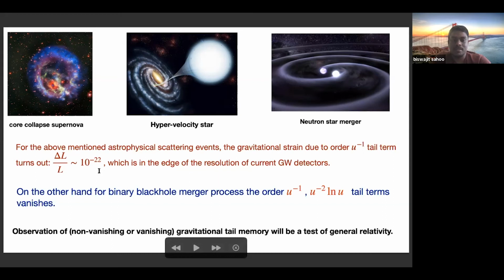And also I just want to mention that all these tail effects which I am mentioning are also of the same order, like 10 to the power minus 22, if you are not taking u to be too large. But what happens for a black hole merger process, when the final state is only one massive black hole and all the others are gravitational massless particles, all these u to the power minus 1, u to the power minus 2 log u terms vanish, because you have only one massive object and all other massless particles. That can be observed just from the expression if we take this limit. And this is one of the predictions. This vanishing of the gravitational tail memory will be a test of general relativity.